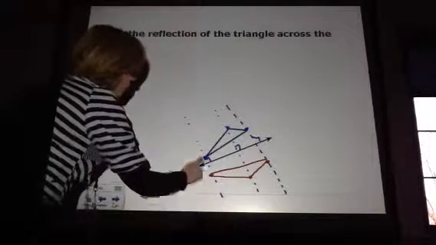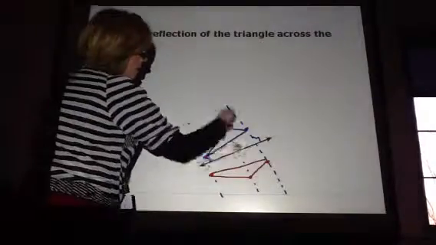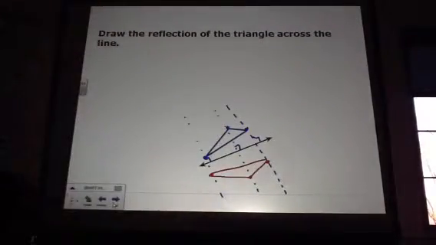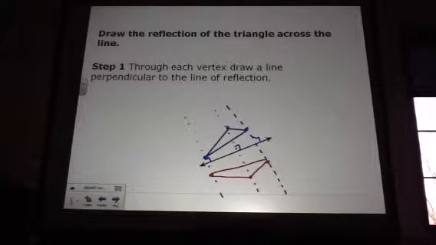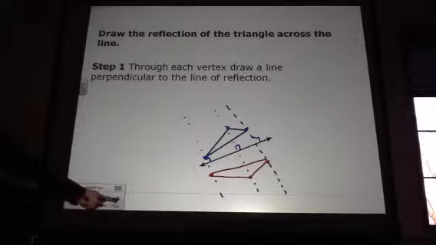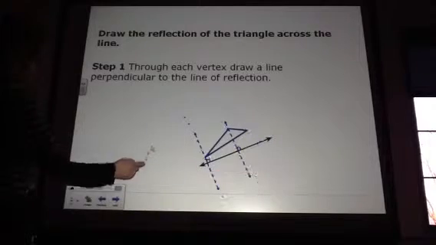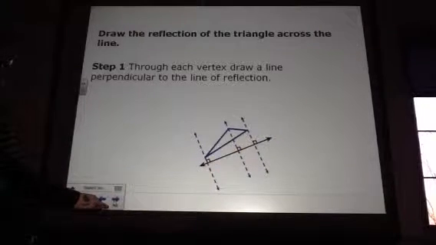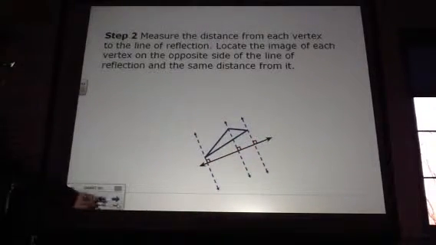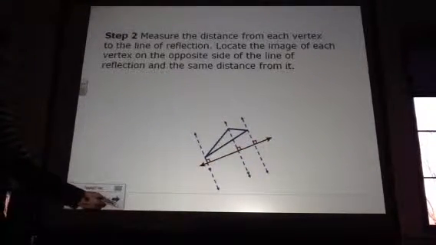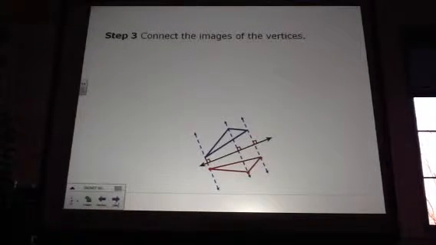So the blue is my preimage, the red is my image, and these 3 dotted lines are perpendicular to the line of reflection. Here are the steps, and I've already given you the steps. Oh, it's going to draw it for me. So let me erase the ink on this. So there are your perpendicular lines to the line of reflection, your 3 vertices, and then your image.